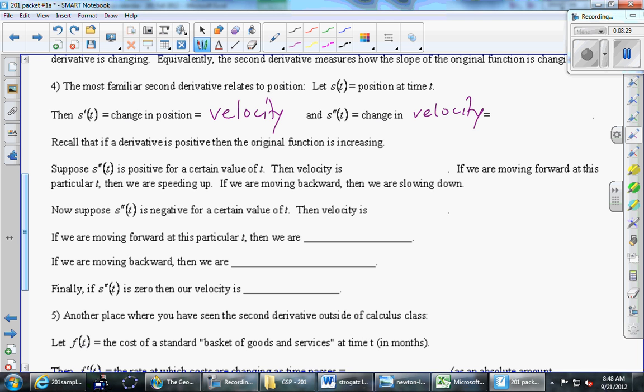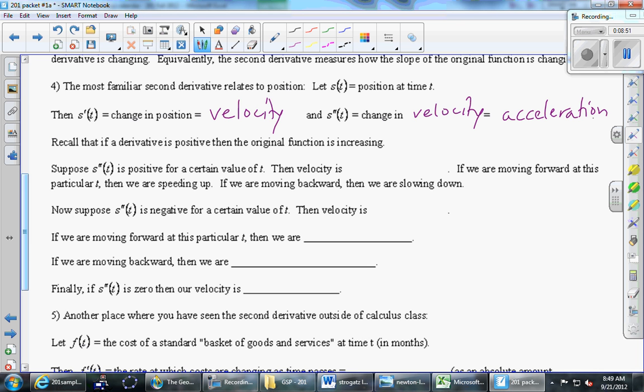Second derivative must be the change in the previous function, the function 1 layer down, which is the first derivative. And what's the fancy word for change in velocity? Is acceleration. So we've got kind of this ladder. The position is your original function, and the first derivative is velocity, and the second derivative is acceleration.